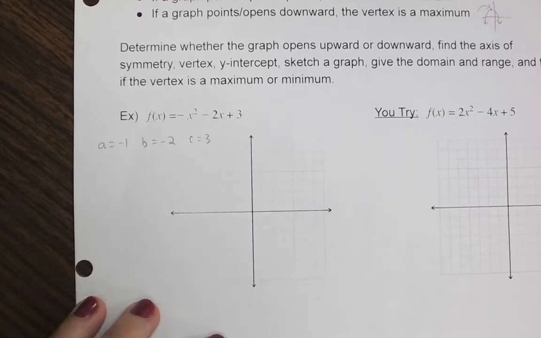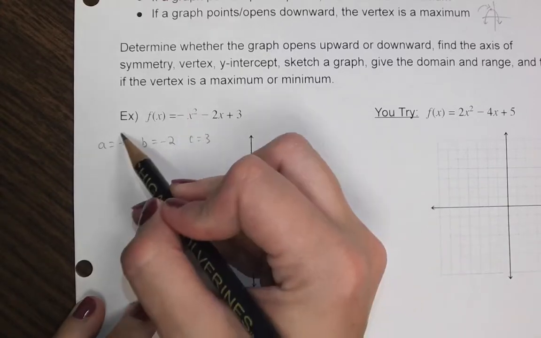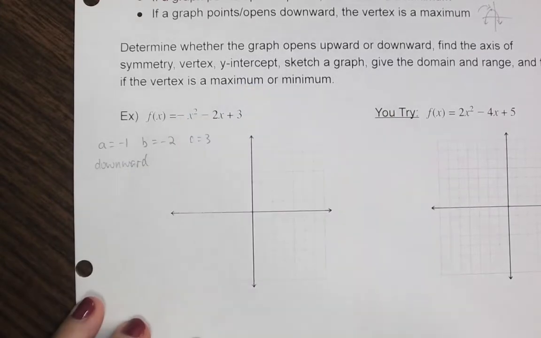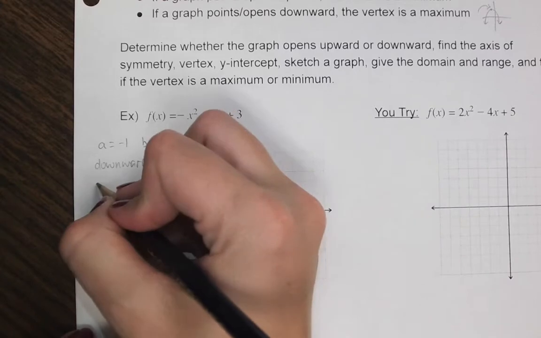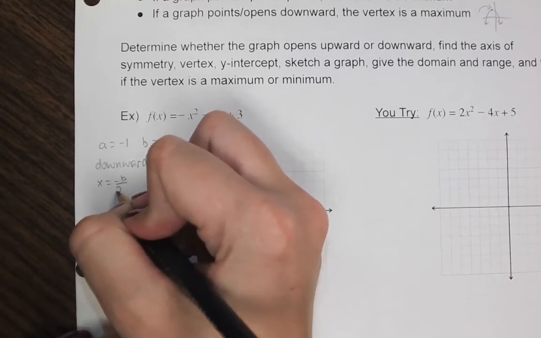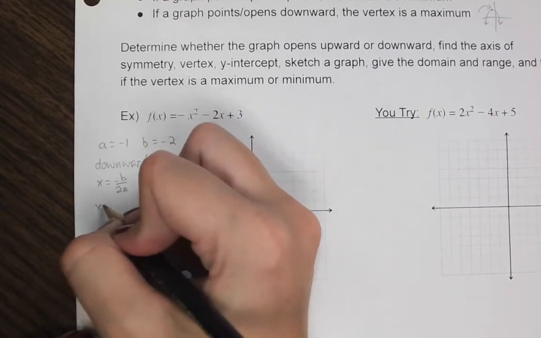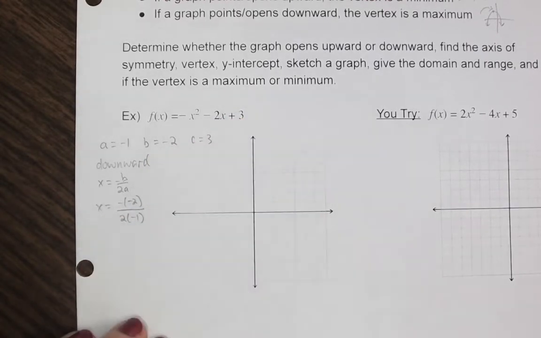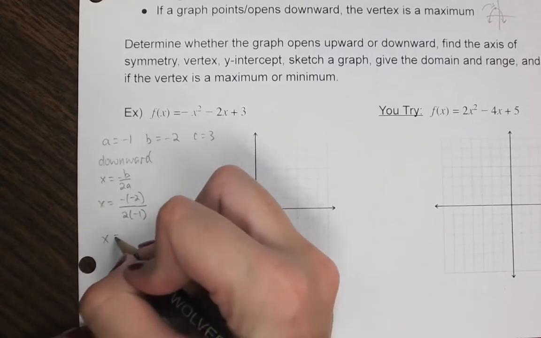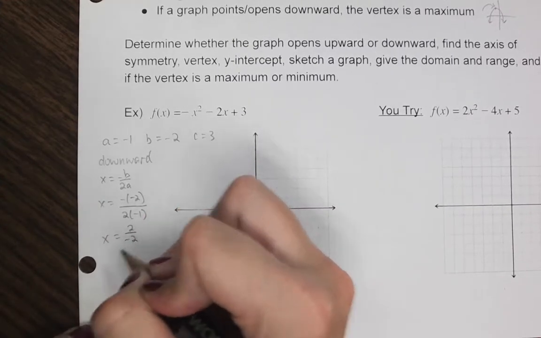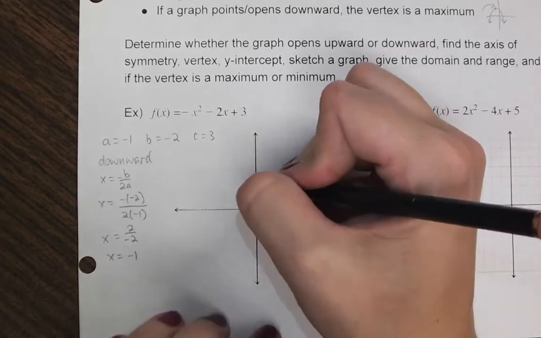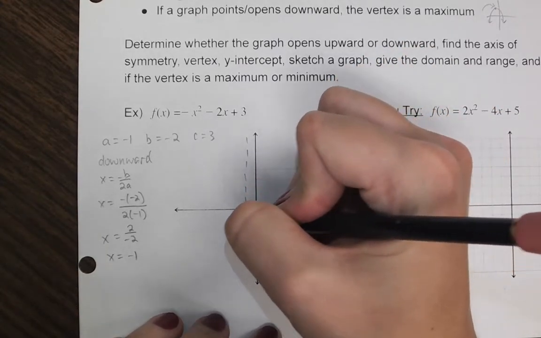Alright, so now upward or downward. Since this a value is negative, this is going to be a downward or a reflected upside down graph. Axis of symmetry. If I plug these in, I have negative -2 over 2 times -1, and then I have some simplifying to do. So I get an axis of symmetry of x = -1, and I am going to draw that in here as a dotted line.